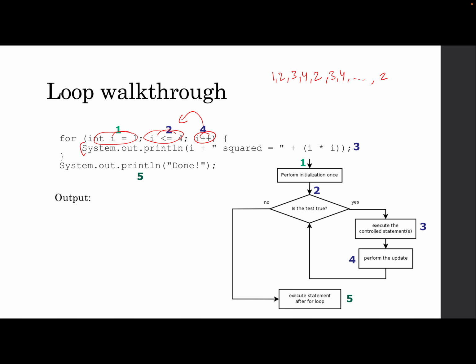At this point, 5 is no longer less than or equal to 4. So 5 less than or equal to 4 is false. The loop is going to end. That's when we move on to statement 5. Eventually we move on to statement 5 and we say done. Understanding this execution order will make debugging your loops a lot easier later on in this course.